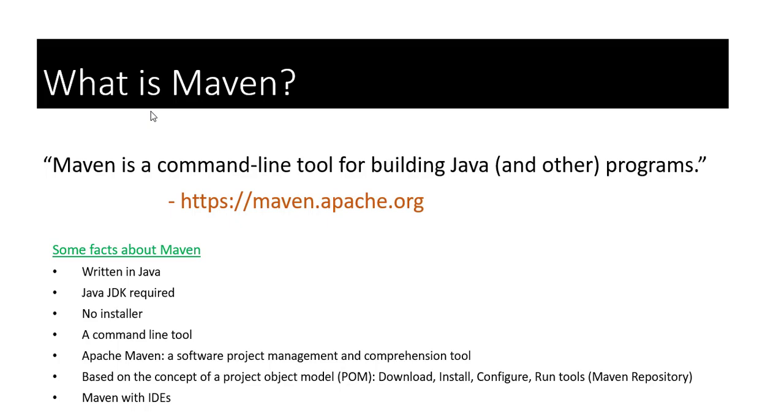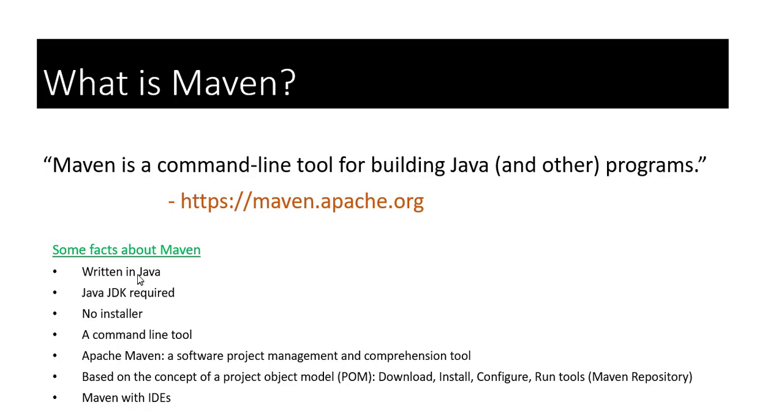Before we do the installation, let's look at what Maven is. What exactly is Maven? Maven is a command line tool that you use to build Java applications. You can also use it to build some other programs. This is a statement from their official website, maven.apache.org. Here are some facts that we can quickly look at before we do the installation.